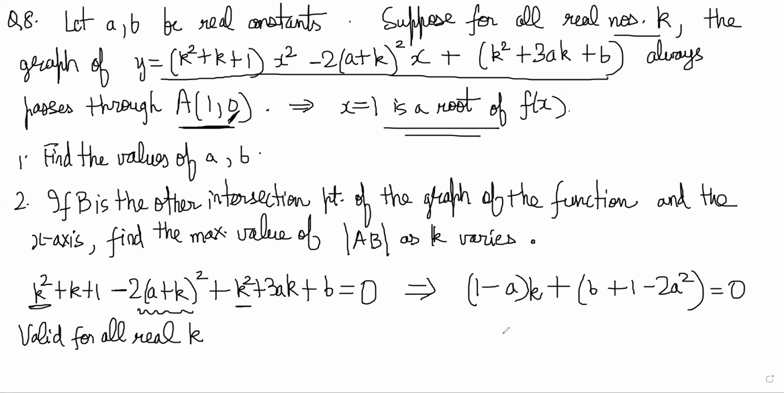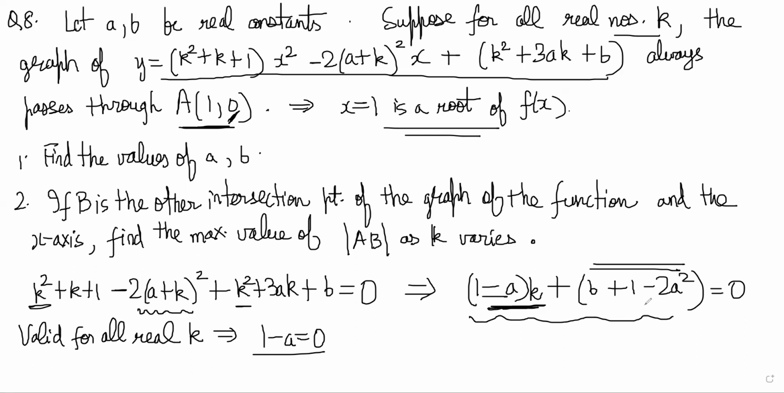This expression has to be true for all possible values of k, which cannot happen if this term exists. If this term is present, then it keeps changing. So how can these constants always be equal to that? That implies that the coefficient 1 minus a here must be 0, because this equation has to be true for all real k.